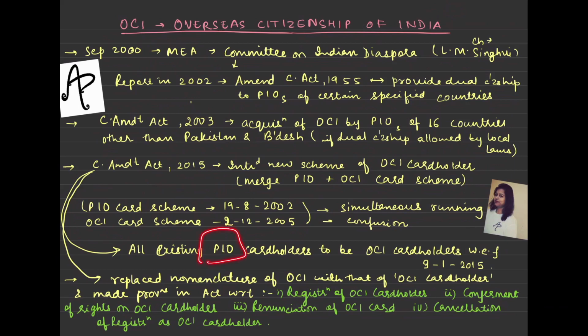And then all the existing PIO card holders, because they were being merged, were now to be considered as OCI card holders with effect from 9 January 2015. After the amendment it was said that all PIO card holders would now be called OCI card holders. Also, this Amendment Act replaced the nomenclature of OCI with that of OCI cardholder. So with this Amendment Act, firstly, the merger happened. Secondly, it was decided that all of them would be called this since this date. Third, it was said that there will be no term OCI now. The term would now be replaced by OCI cardholder.